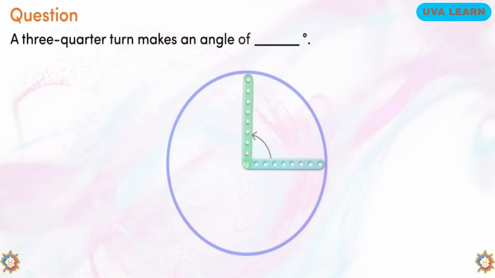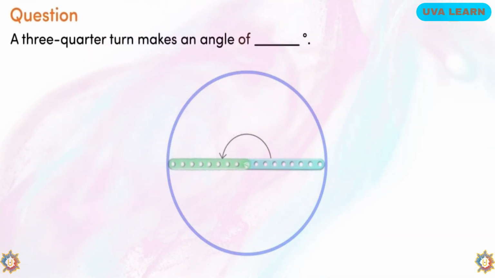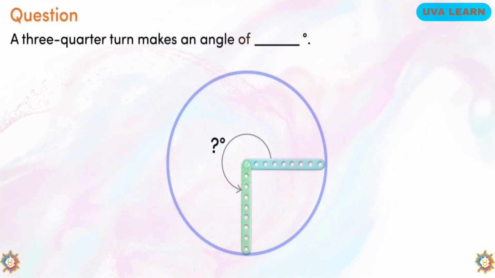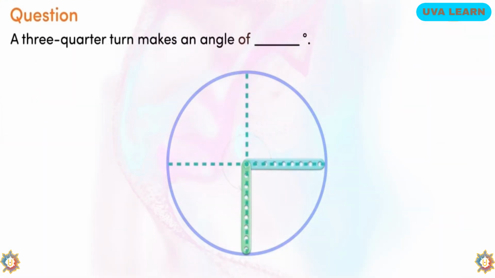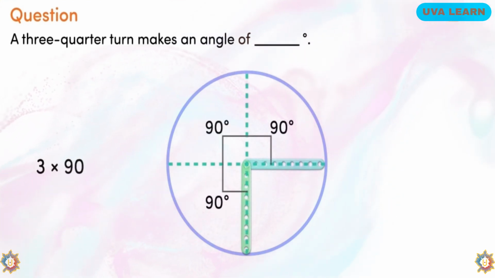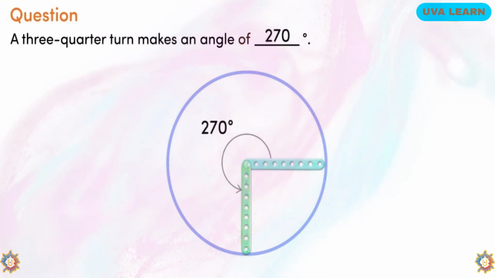1/4, 2/4, or a half, and 3/4. Do you know what angle this is? A 3/4 turn is made up of 3 right angles. 1, 2, and 3. 3 times 90 degrees equals 270 degrees. That means a 3/4 turn makes an angle of 270 degrees.